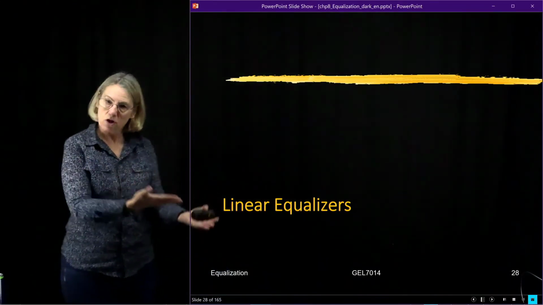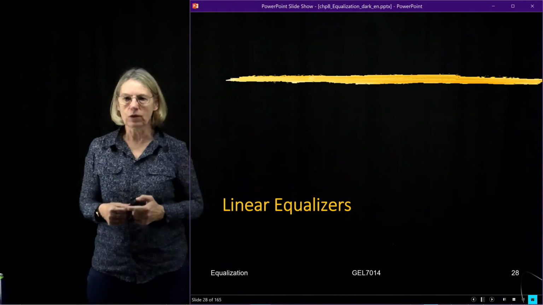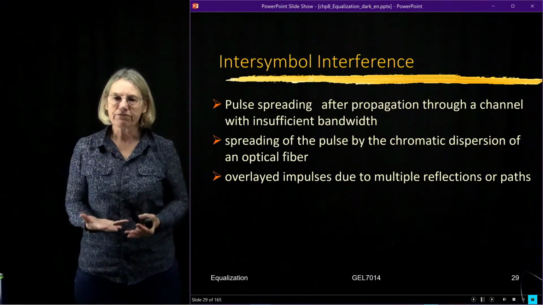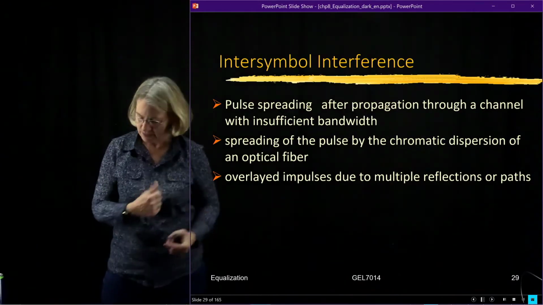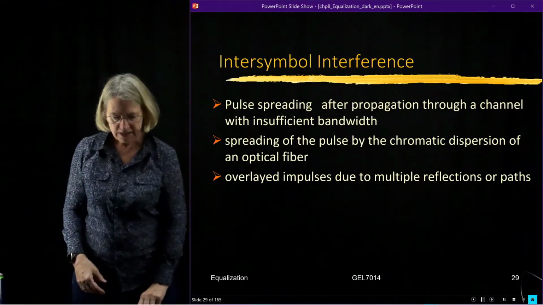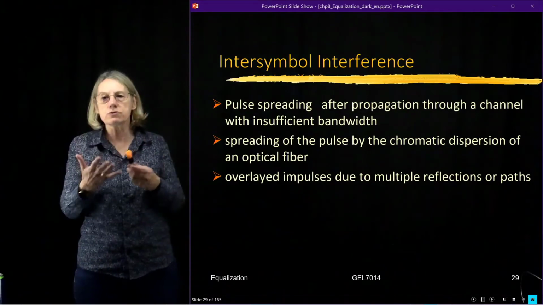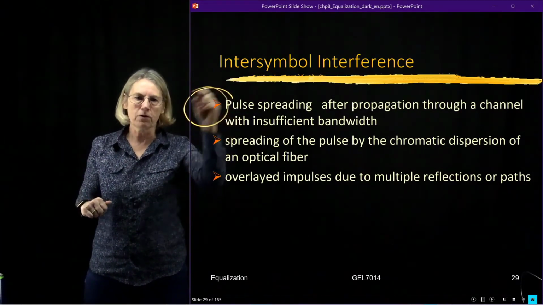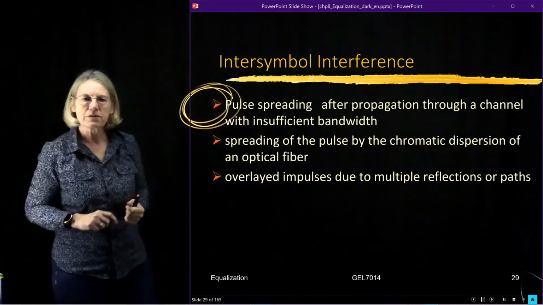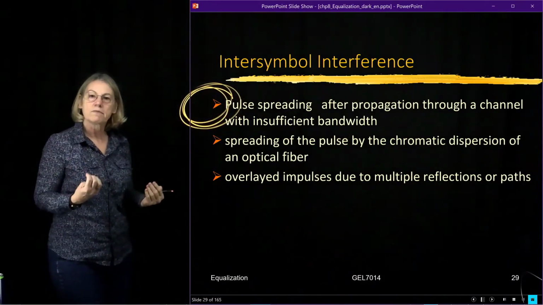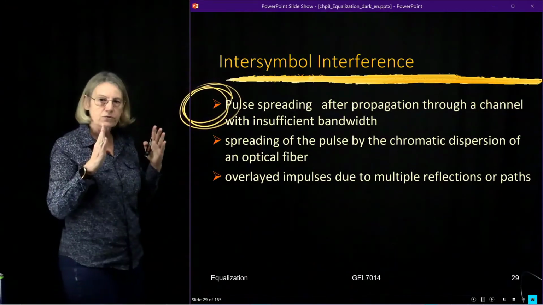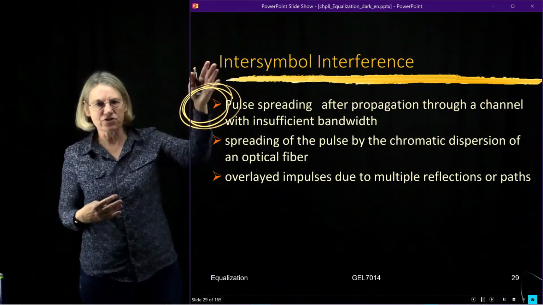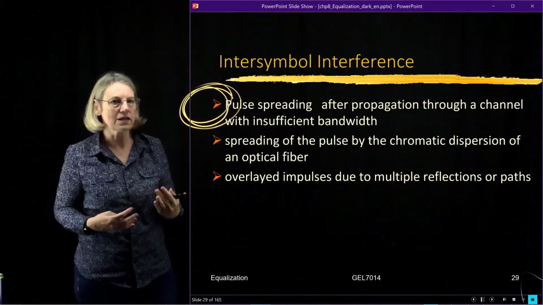So now I'll start talking about the linear equalizers. Now remember, intersymbol interference can come from different types of sources. I introduced the discussion of equalization with an approach where I assumed that the intersymbol interference came from putting a signal through a very narrow bandwidth. But that's not the only way that I can get intersymbol interference. There are many other ways that it can come about.